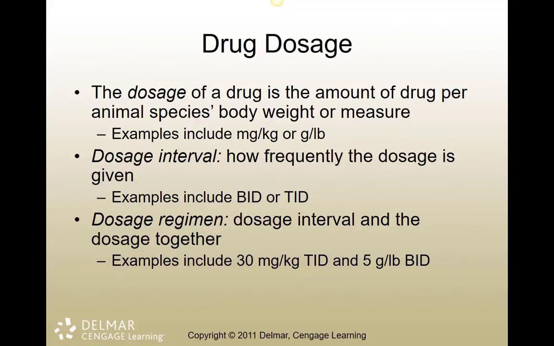Your dosage regimen is the interval and the dosage put together. So something like down here they've given 2 examples: 5 grams per pound BID, so you get 5 grams of a drug per pound of body weight twice a day, or 30 milligrams per kilogram TID, so you give an animal 30 milligrams per kilogram 3 times a day, and that would be your dosage regimen.